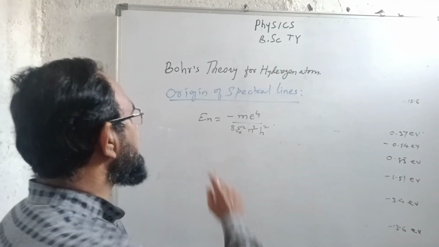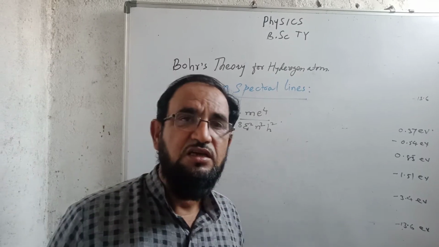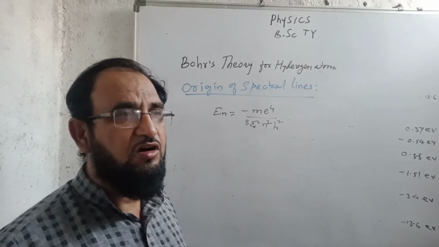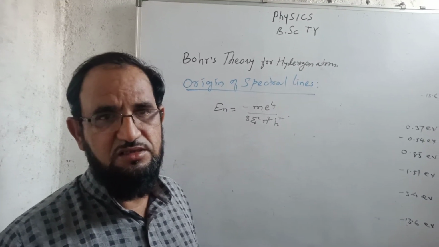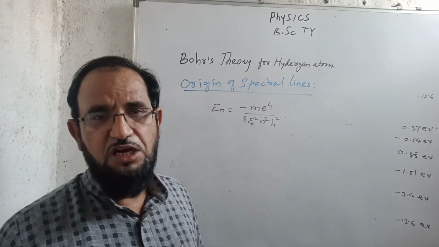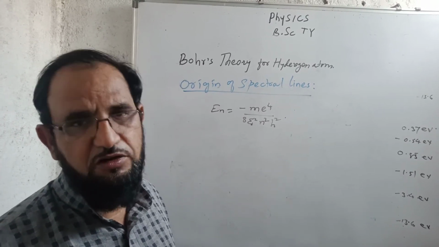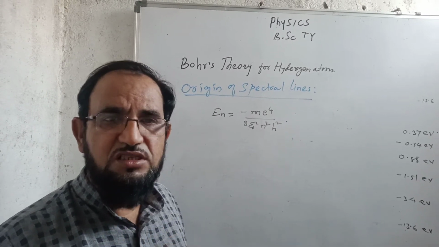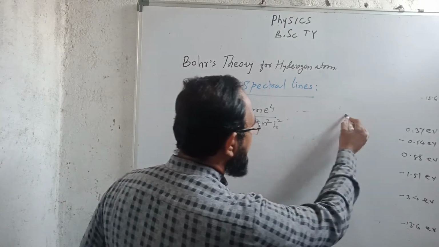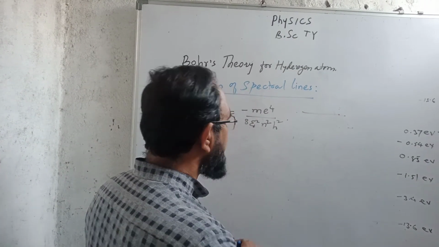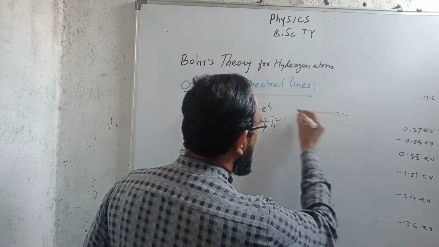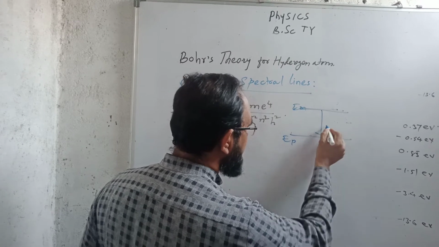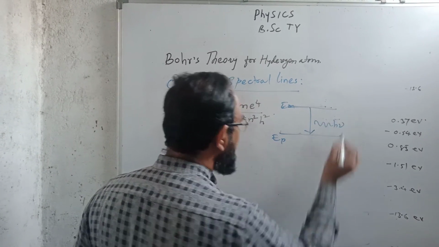My today's topic is origin of the spectral lines in the Bohr's theory. I am considering the hydrogen atom for the study of the spectral lines. So when an electron jumps from the higher orbit to the lower orbit, then it radiates the energy as set by the Bohr's third postulate, that when an electron is in the upper orbit having the energy En, it jumps into the lower orbit having the energy Ep, then it will radiate the energy equal to h nu.